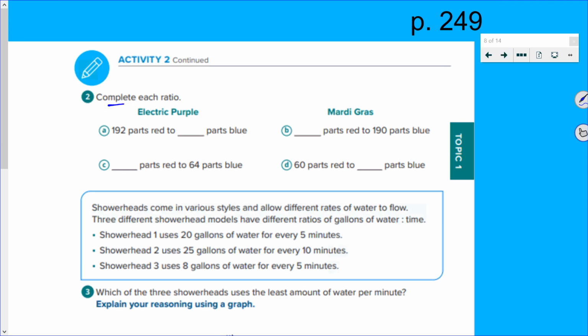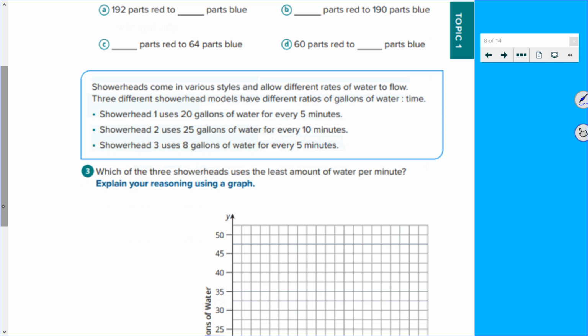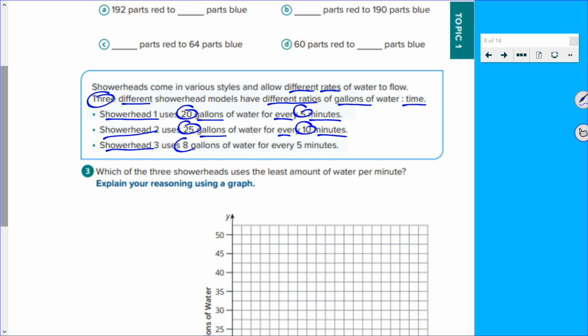Now we need to complete each ratio. So they've given us a bunch of different numbers for both of the 2. Showerheads come in various styles and a lot of different rates of water flow. 3 different showerhead models have different ratios of gallons of water at a time. Showerhead 1 uses 20 gallons for every 5 minutes. Showerhead 2 uses 25 gallons for every 10 minutes. And showerhead 3 uses 8 gallons for every 5 minutes.